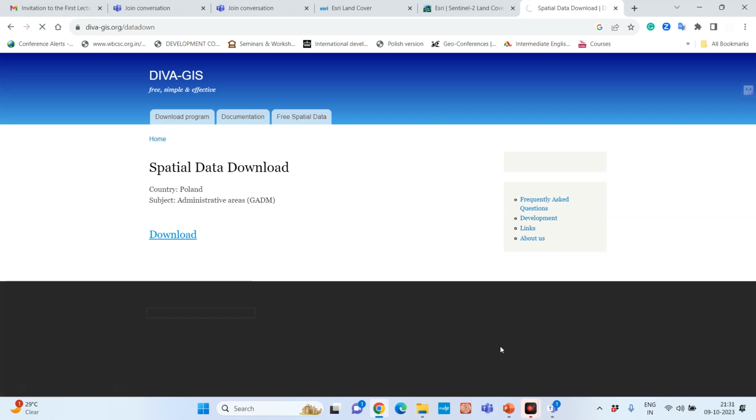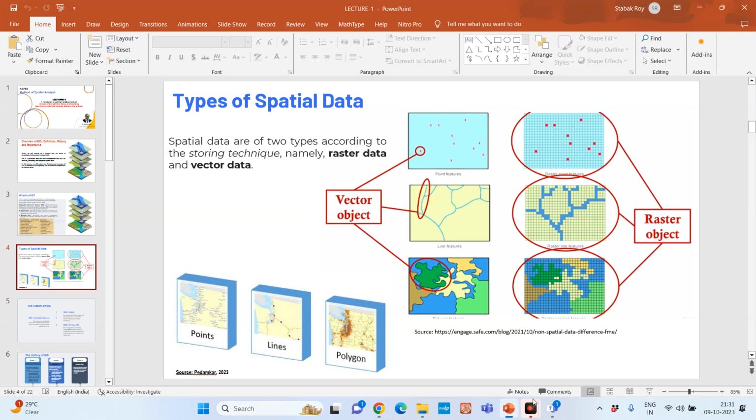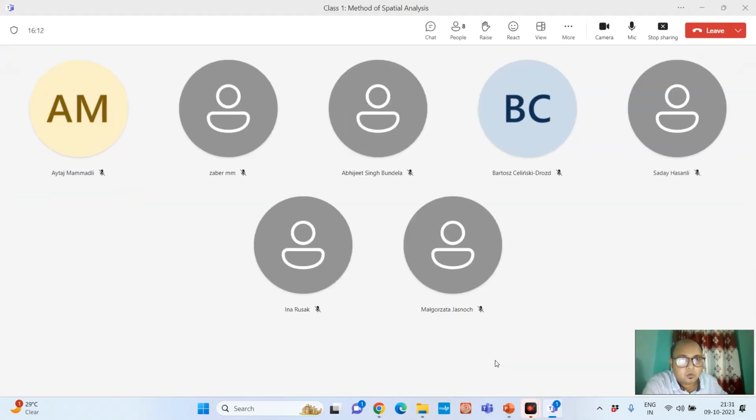So you can get the boundary of any region of the world. You can get the data for India, Bangladesh, Poland, Hungary, Romania, any part of the world. So that is the basic concept today, just an introductory section. And I will show you after the download.